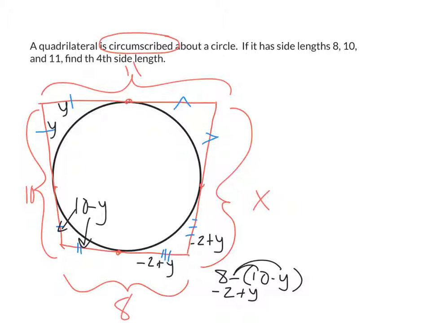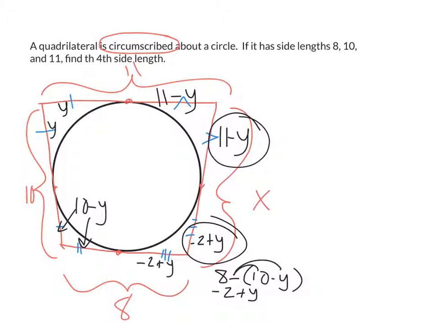So let us continue. Do I have anything else that I go with? Well, I don't know this next part. I'm going to pop back up over here, because I know if this is y right here, then this would be 11 minus y. Okay, so 11 minus y. And since that guy's congruent to this guy, 11 minus y for this as well. So this whole side is 11 minus y and negative 2 plus y added together. 11 minus y plus negative 2 plus y.